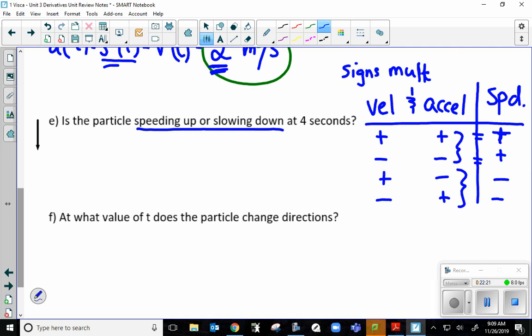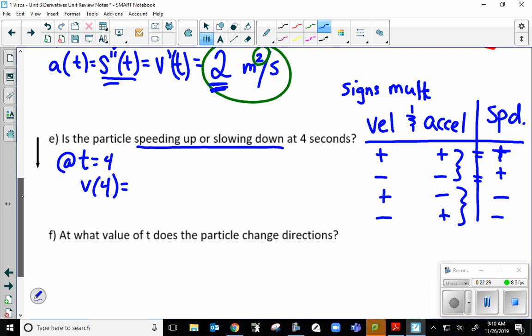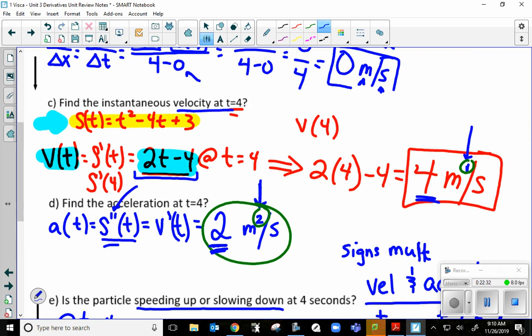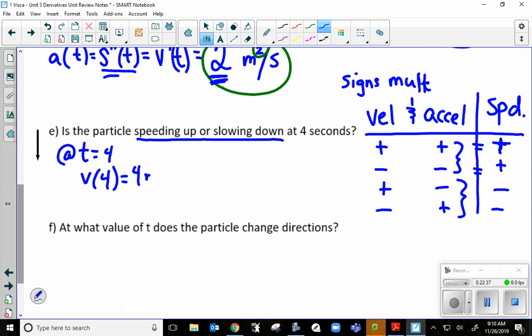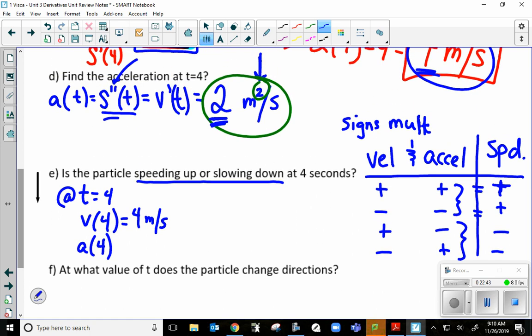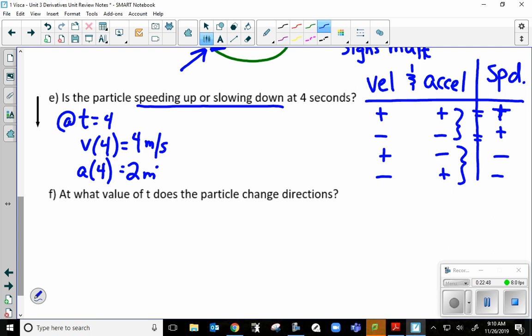Now, at 4 seconds, at time equals 4, velocity at 4 seconds ended up being, we did that right here, a positive 4. It's 4 meters per second. The acceleration at 4, well, we just came up with that. That's a positive 2. Now that is meters squared per second. Now, the speed is increasing because they are both positive. Look, they're both positive, so speed is increasing. However, in a lot of problems on the final, they tell you to explain why.